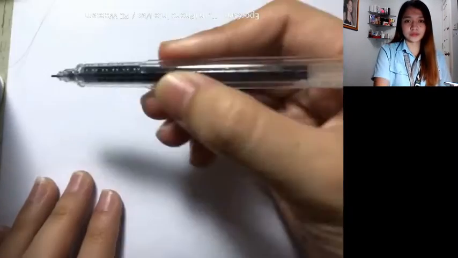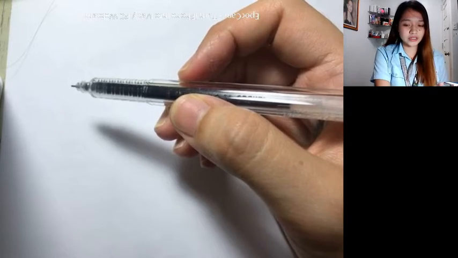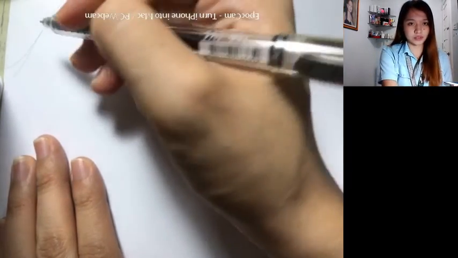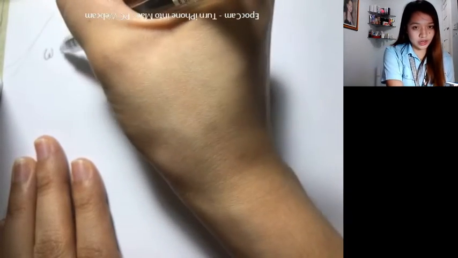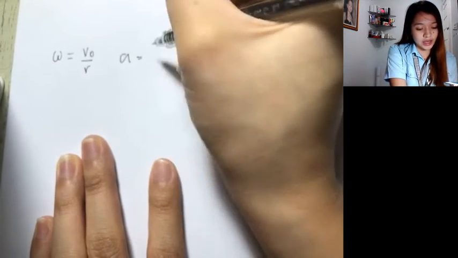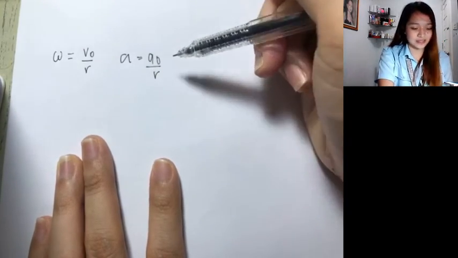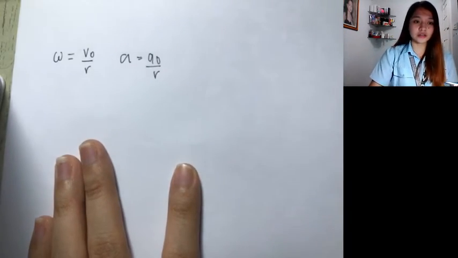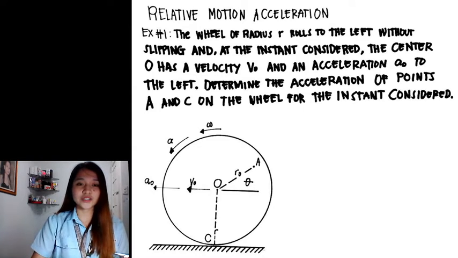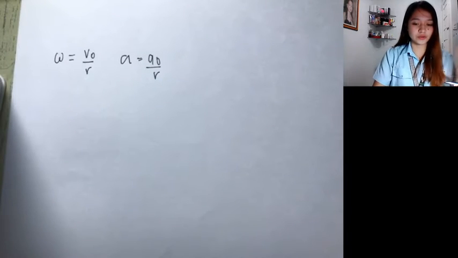If we remember in the previous problem, the angular velocity and angular acceleration are denoted as follows: angular velocity is equal to v sub O over R, and angular acceleration is a sub O divided by R. As you can see in the figure, there is no numerical value, so we are about to solve in variables. So back to the solution.